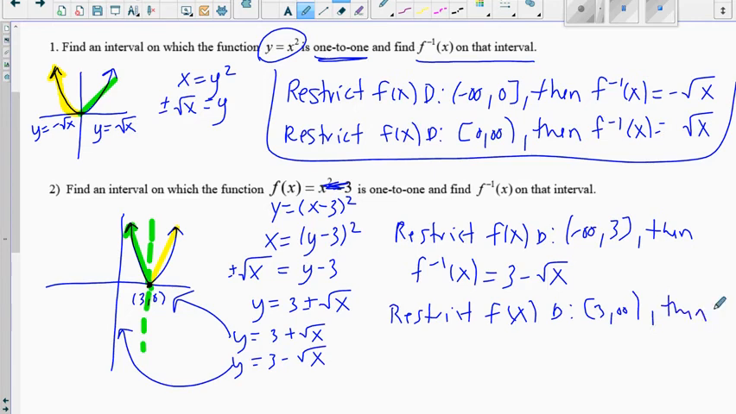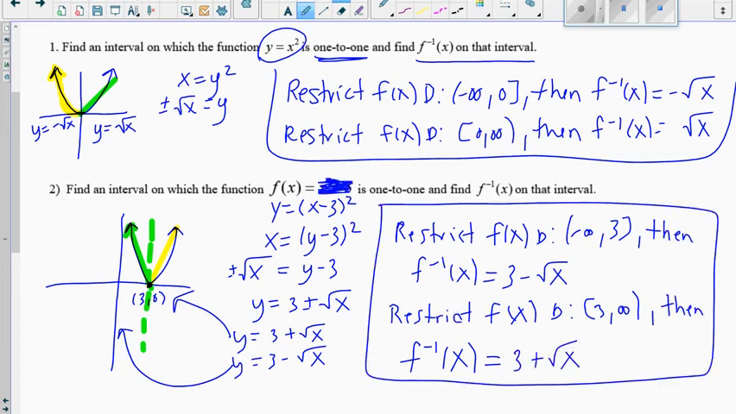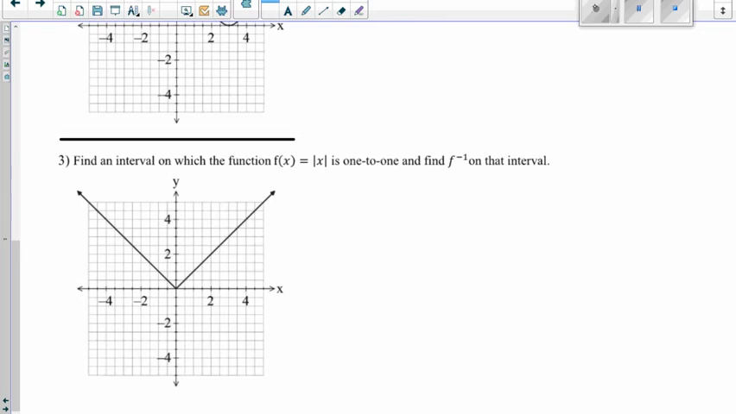Then f inverse of x would be equal to the positive square root, so 3 plus the square root of x.